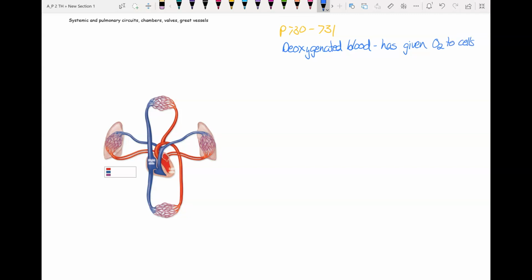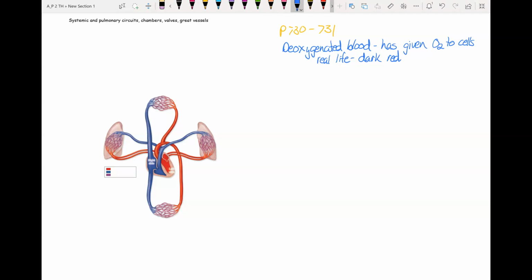In real life, it is not blue. Your blood is never blue. Deoxygenated blood in real life is dark red. The book just uses blue as a representation.